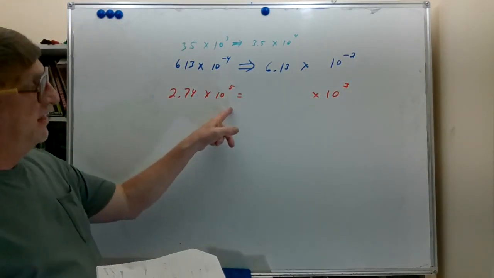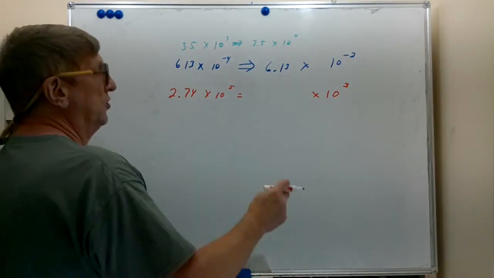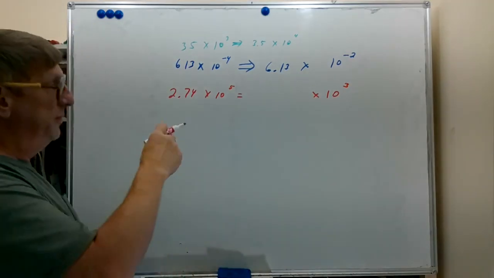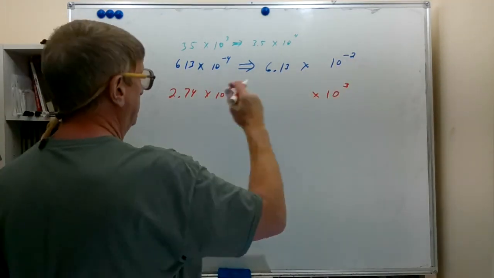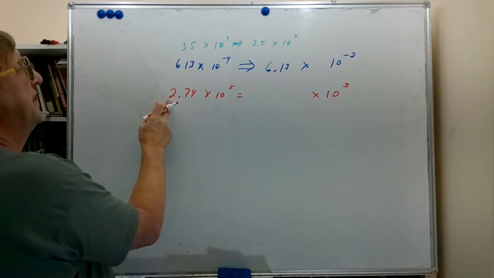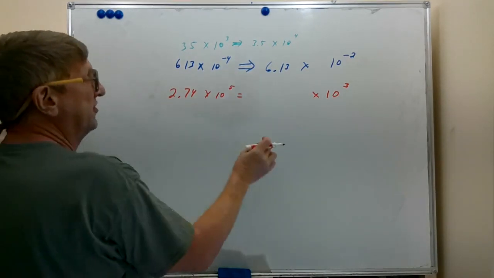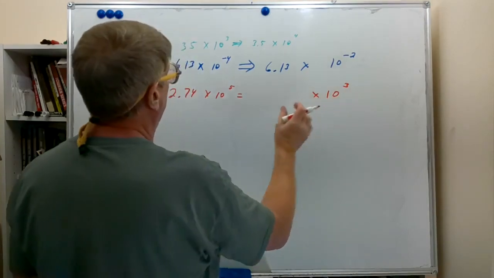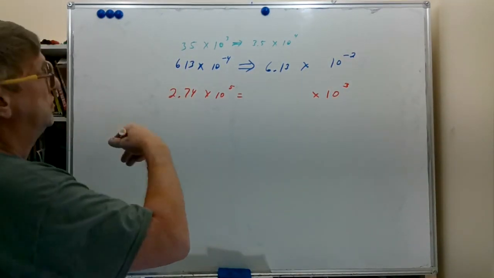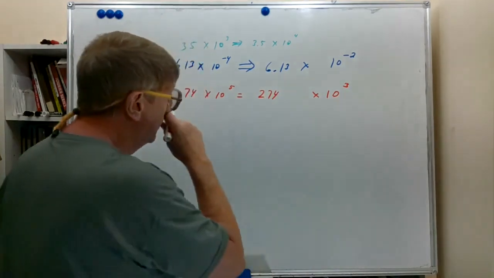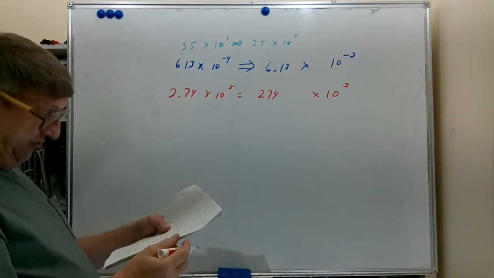So we want this 10 to the 5th to become 10 to the 3rd. So we made the 5 smaller to get the 3. We reduced 5 by 2. So we need to move the decimal place 2 places to the right to make this number larger, to make up for the fact we made this number smaller. Well, 2.74, 2 places to the right becomes 274. We've kept our balance, as you can see.